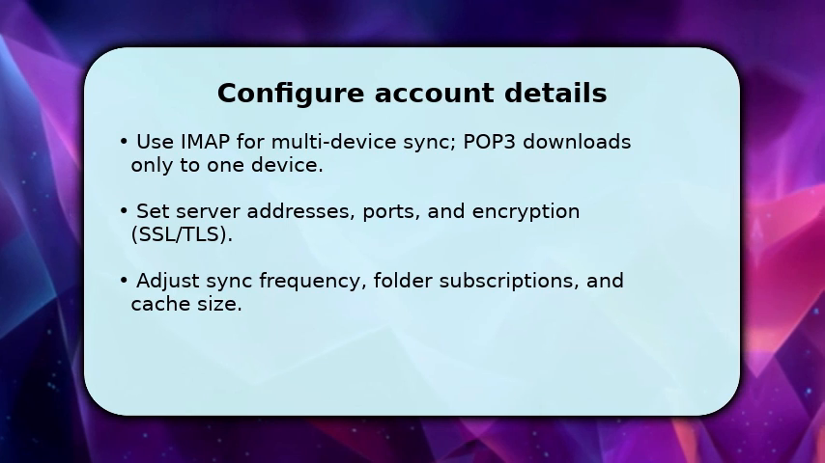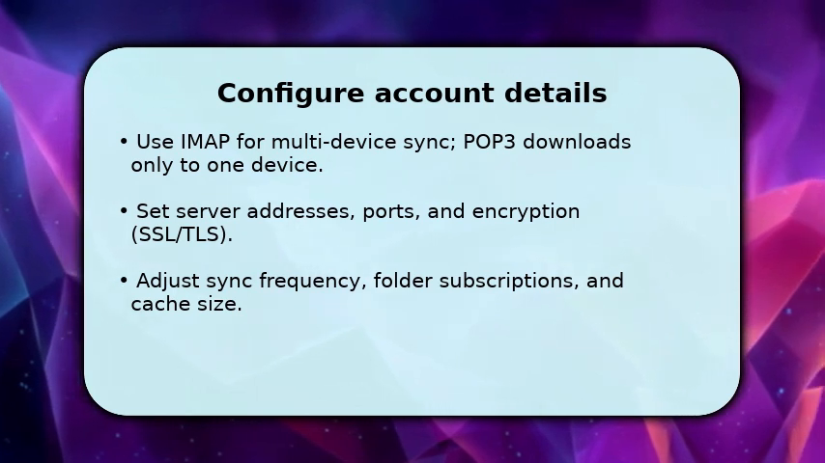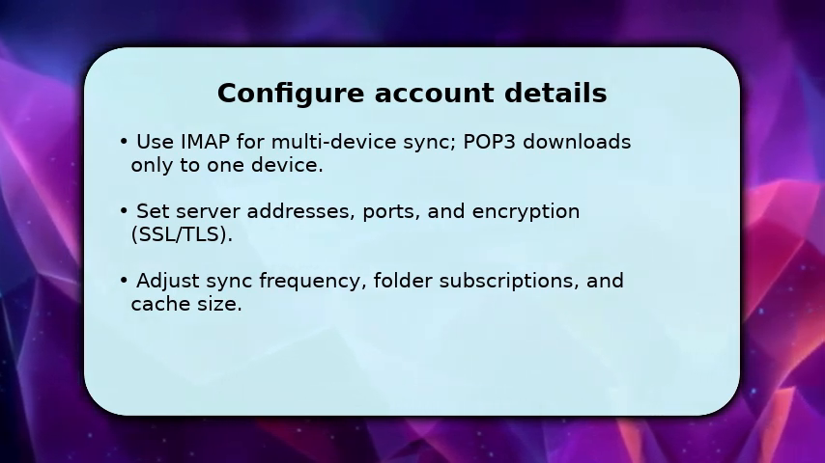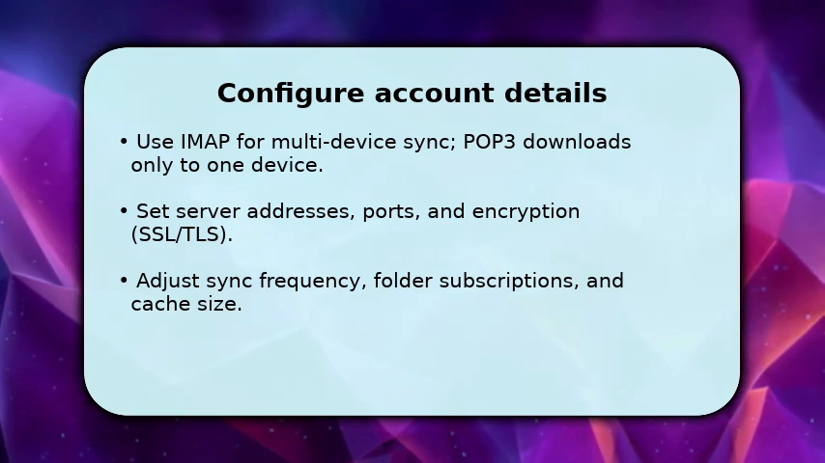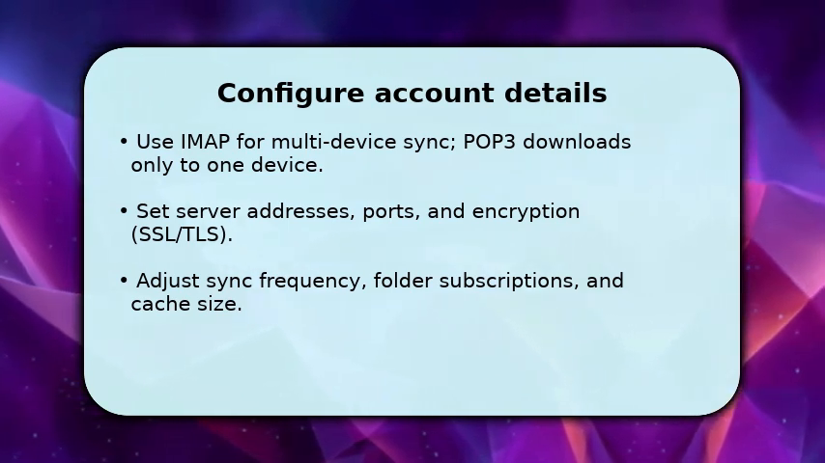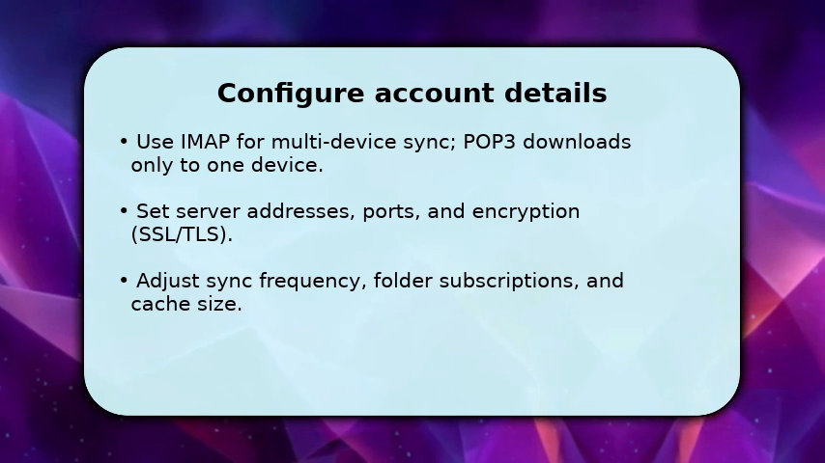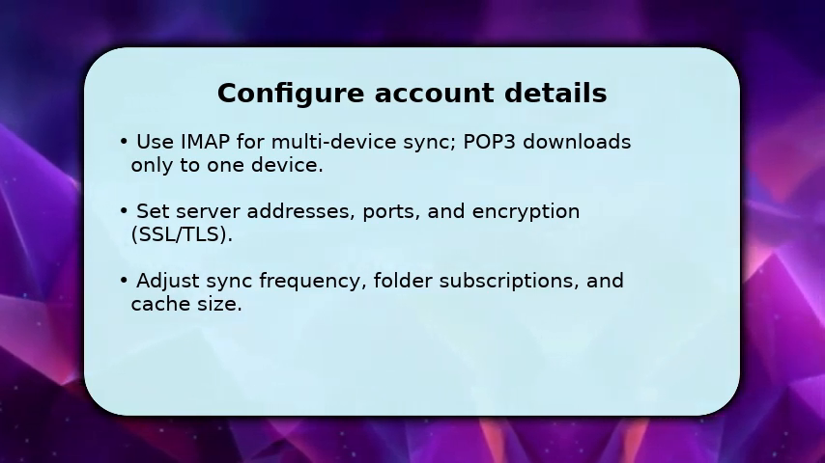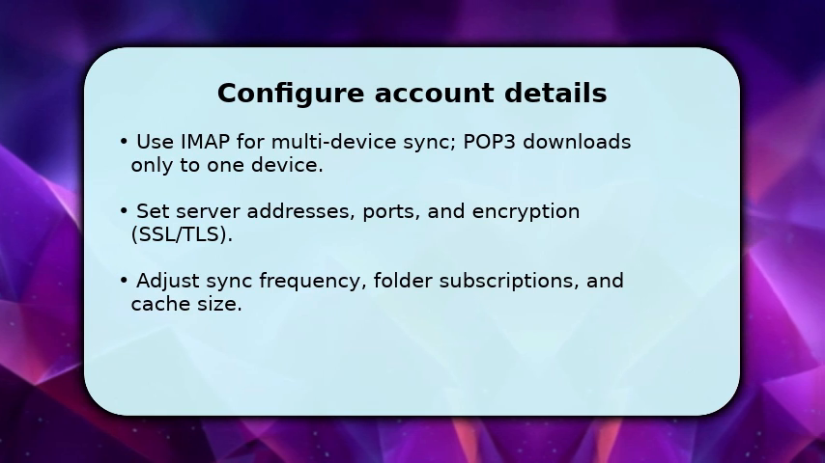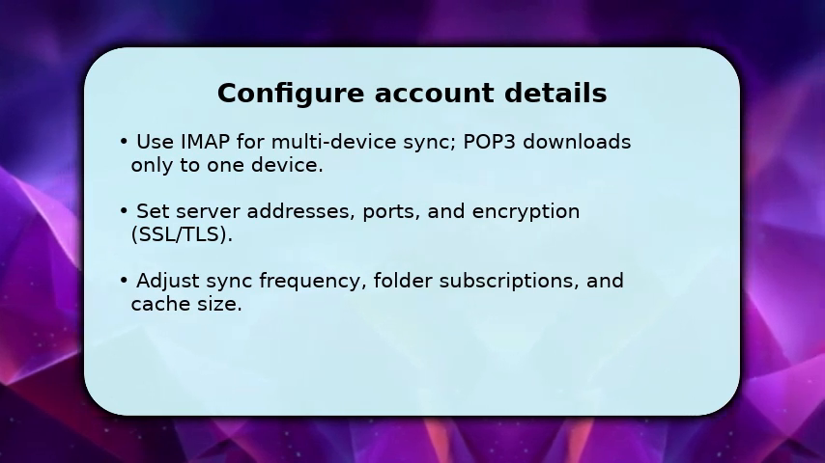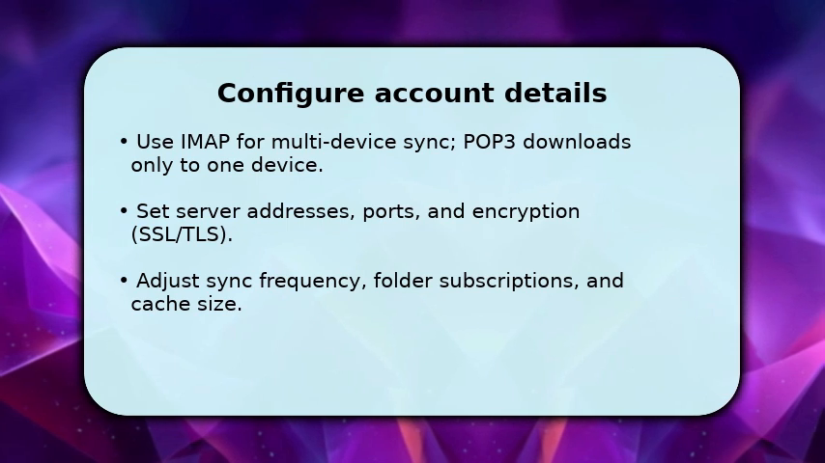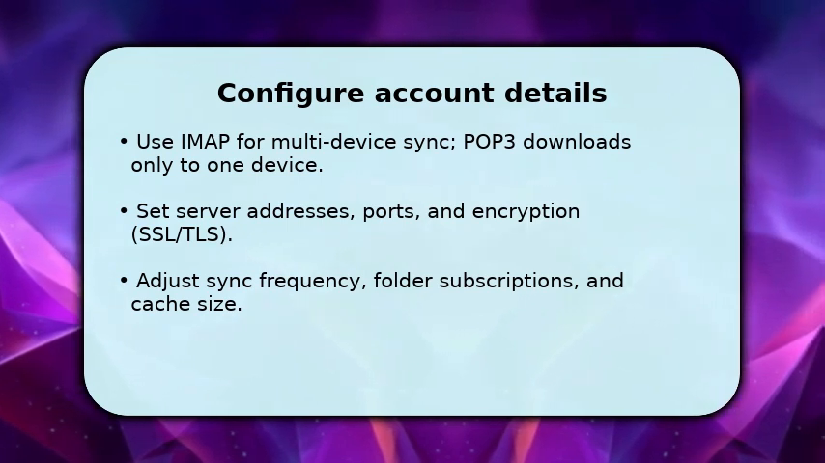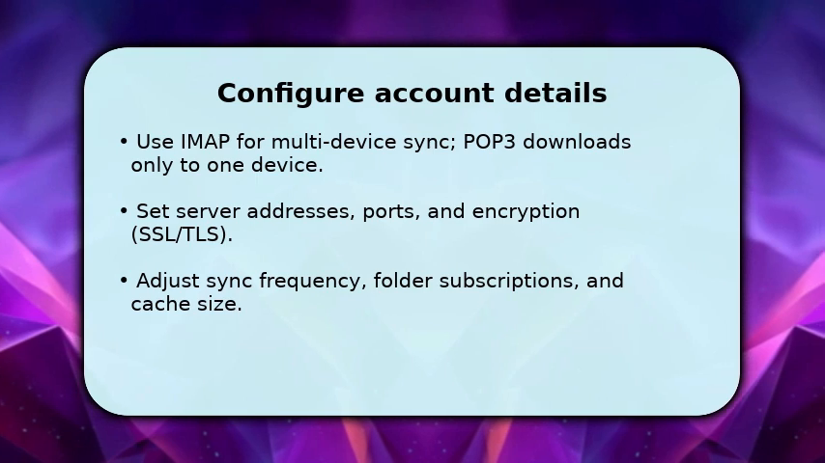Enter incoming/outgoing server addresses, then set ports and SSL/TLS per provider requirements, because encryption stops sync errors and credential rejections. Subscribe only to folders you need to reduce sync load, and tweak send/receive intervals or cached mode size to balance freshness versus performance. Once done, trigger a manual send/receive to verify activity.